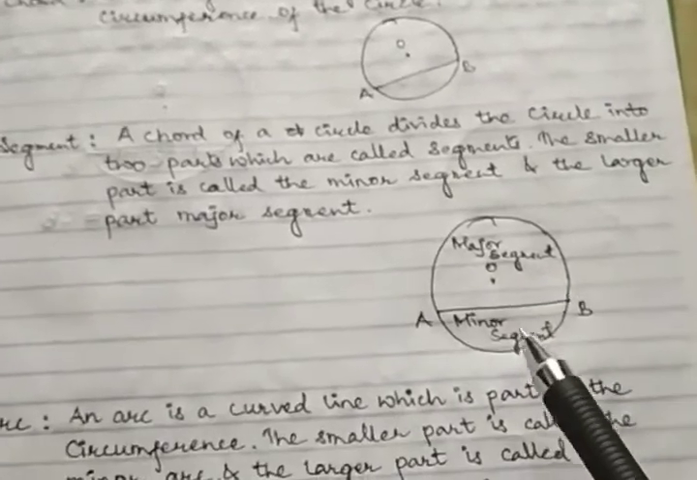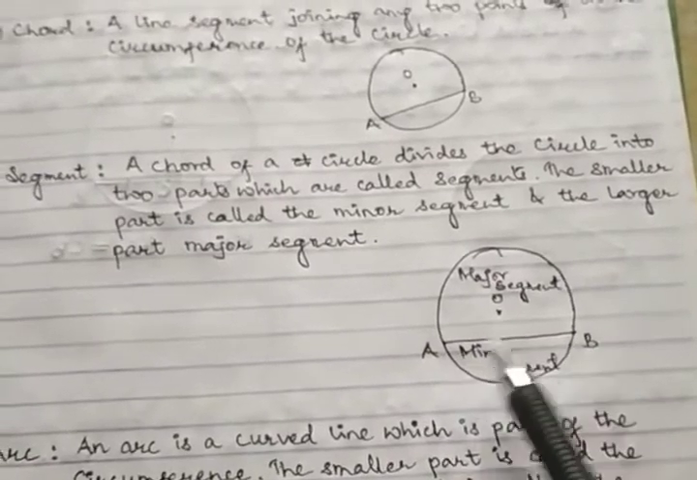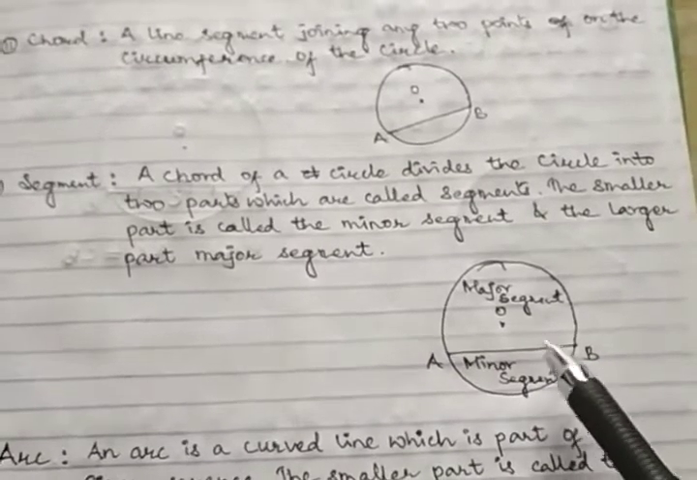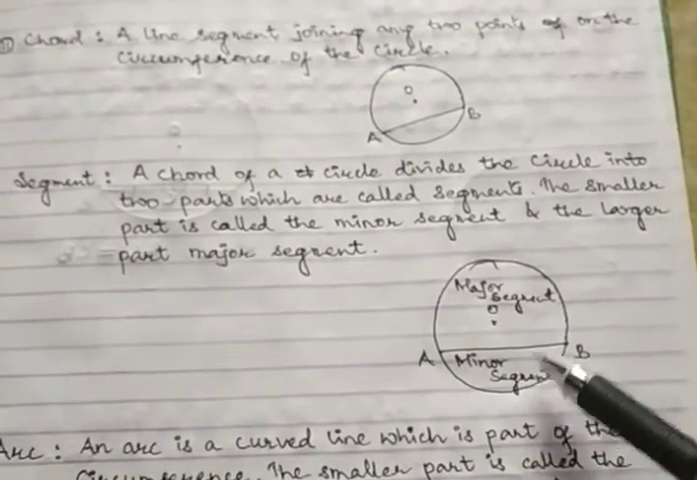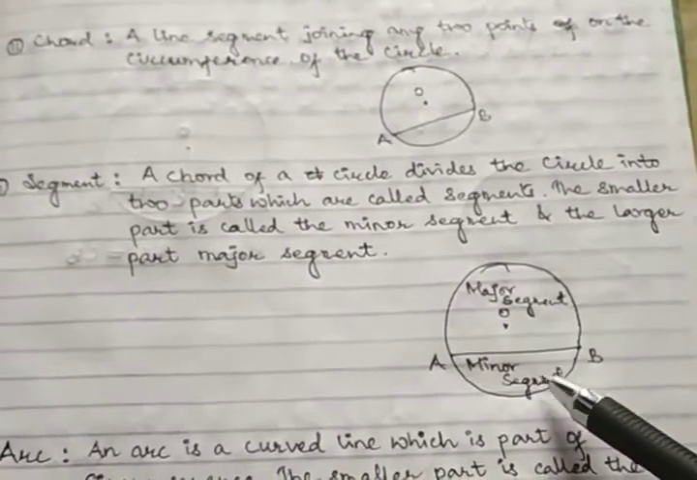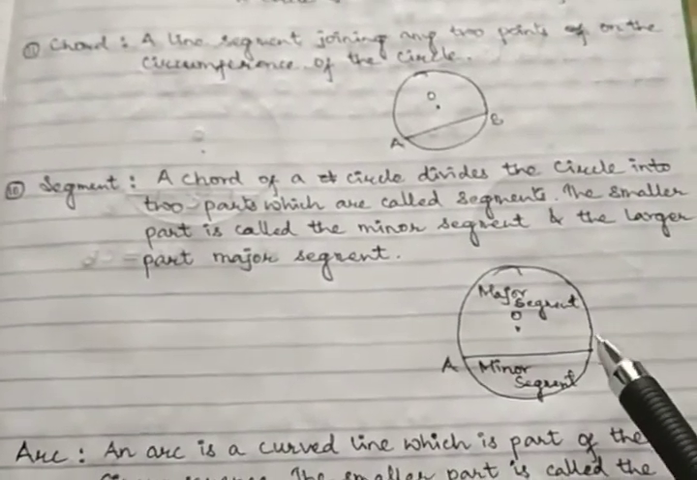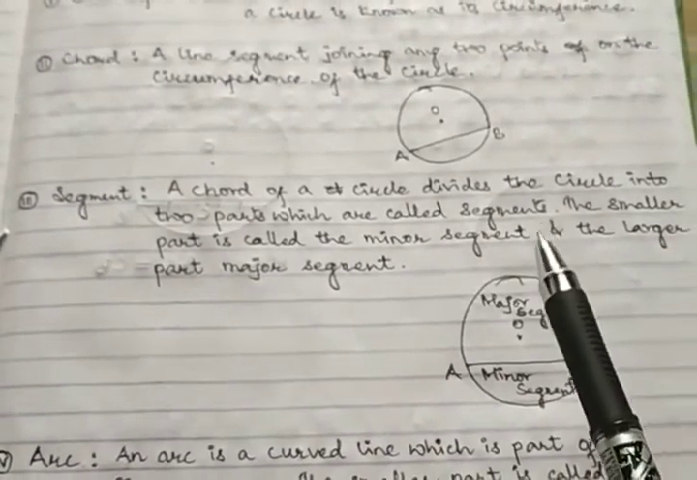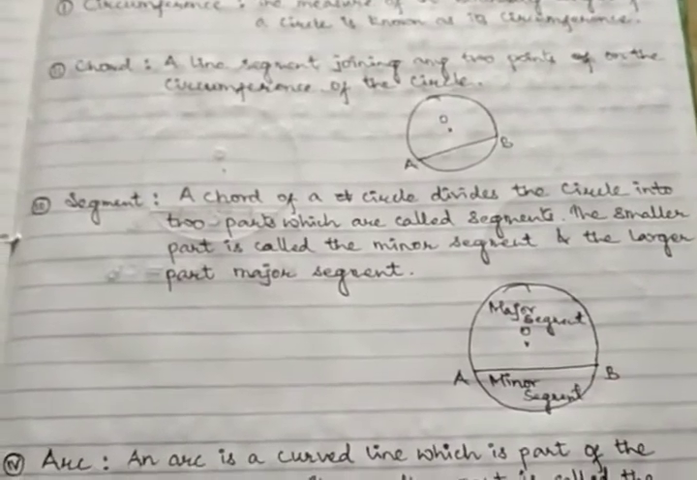So now let's see here. What do we have? We have a center O and a chord AB, a line segment joining two points of the circle. What this chord has done is it has divided the circle into two parts, isn't it? The larger part and the smaller part. The larger part here is known as your major segment, and the smaller part here is known as your minor segment. So remember, a chord divides a circle into two parts, that is a major segment and a minor segment. What is a chord? A chord is a line segment joining any 2 points on the circumference of a circle.